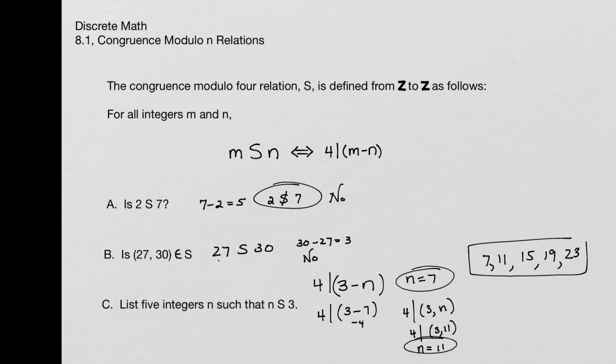Now, do I have to actually check 15, 19, and 23? I don't. I can see that I have a pattern here, and I know I'm working with congruence modulo 4, which means that the difference between any pair of values is going to be 4 or a multiple of 4. So those are all good. That's the answer for that.